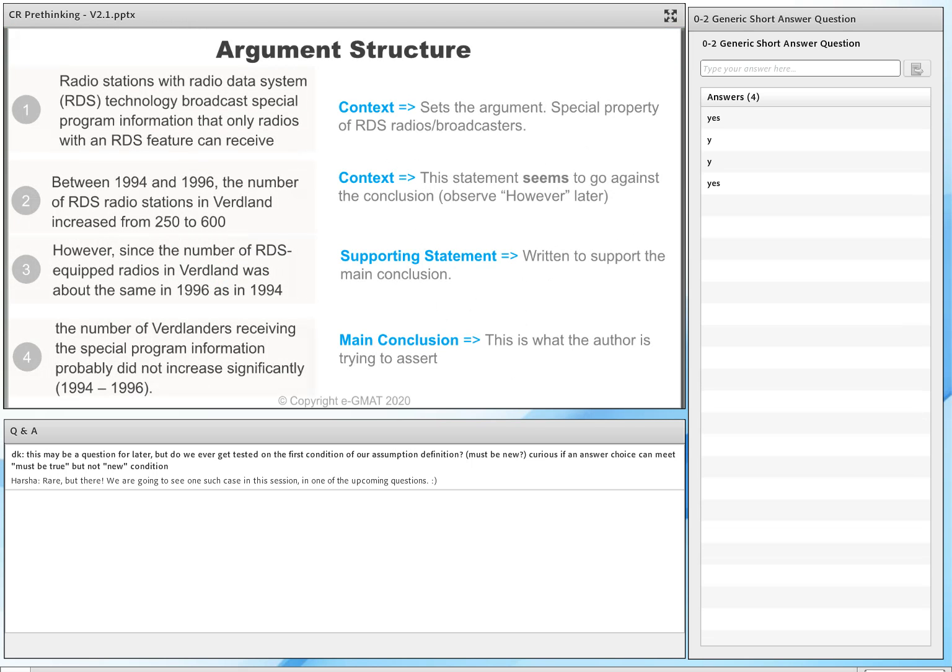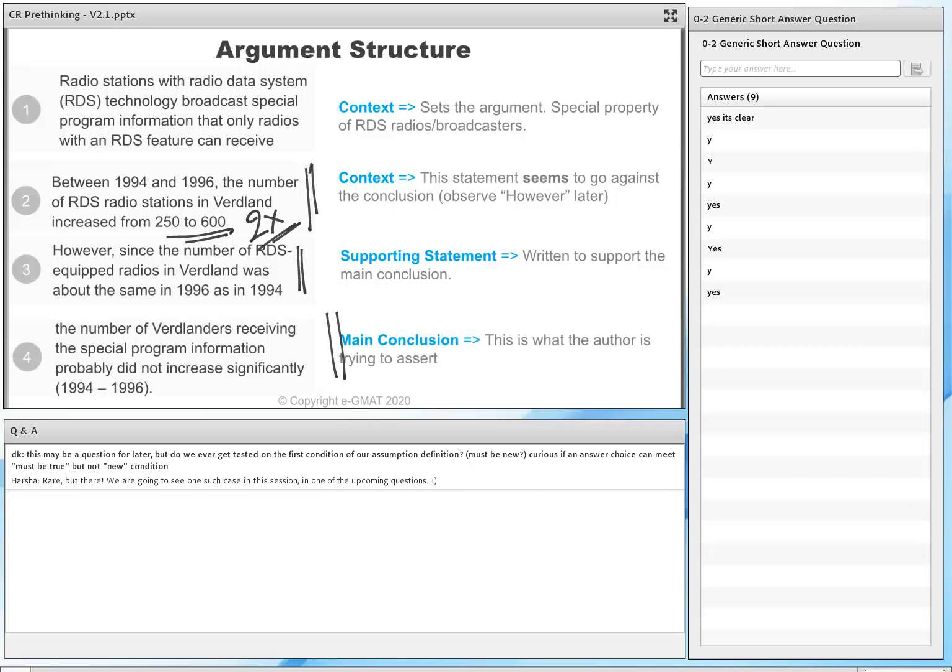Okay, let's look at how the author arrived at this. This is the main conclusion. Now, why does the author make that claim? The author makes that claim because there are two things that happened between 94 and 96. One is the number of receiving radios, the radios that people have at home to listen to programs, remained the same. But the number of transmitting stations more than doubled, so that went upwards of 2x.